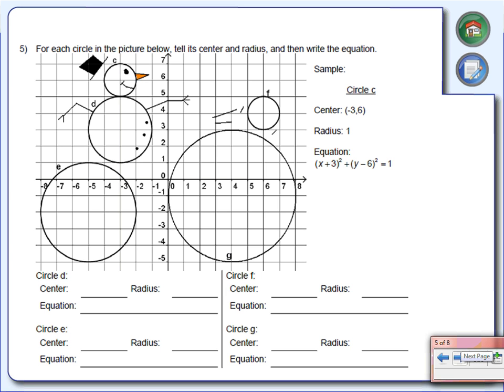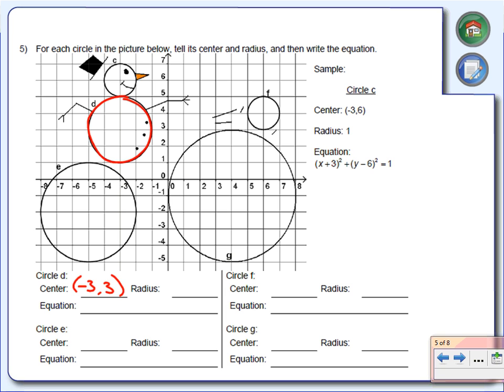All right, over on the next page, number 5. For each of the circles in the picture below, they want us to tell what the center and the radius are, and then write the equation for each of those circles. Now, they've already given us example C there, so we're going to start with D. We're going to look at this circle right here. So the first thing I need to know is what is the center of that circle? What is the center of circle D? Negative 3, 3. Write that down for me right down here at the bottom. What about the radius of that circle?